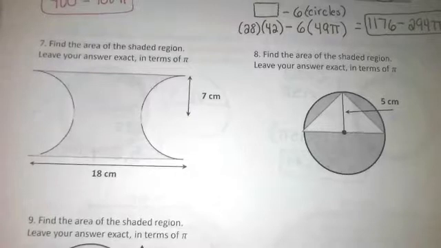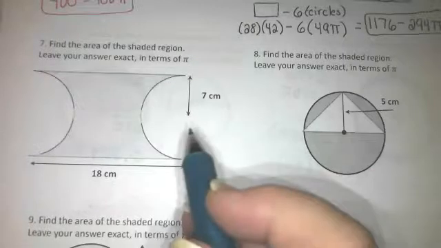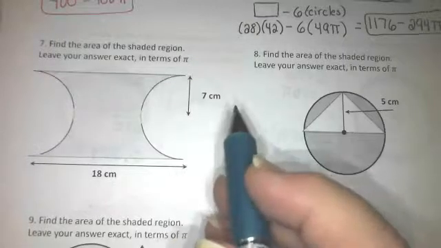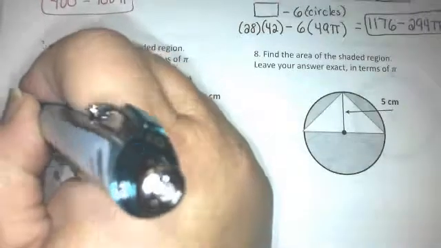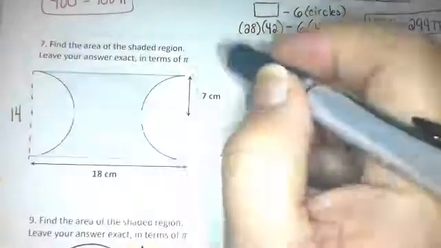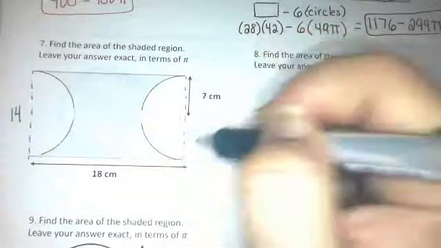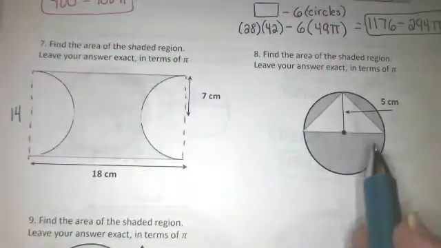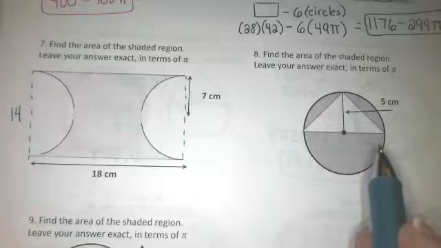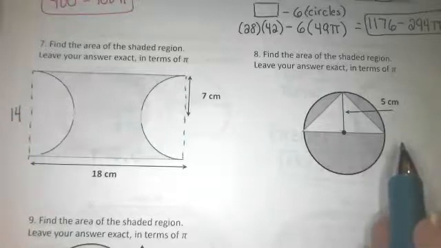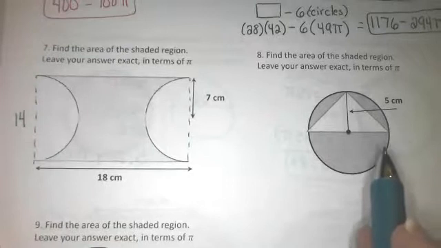Let's see. Akash, what do you think we did here? Well, you know the diameter of the circle is 14. You do 18 times 14 to find the area of that rectangle. And since they're both semicircles, you can do 49 times pi. And then that'll get you the area of 2 circles, and then you could do 18 times 14 minus 49 pi.